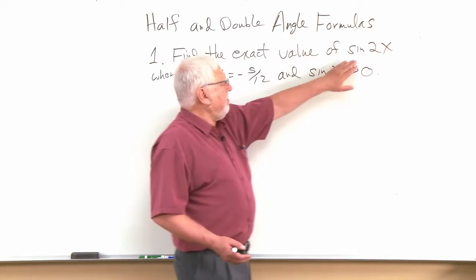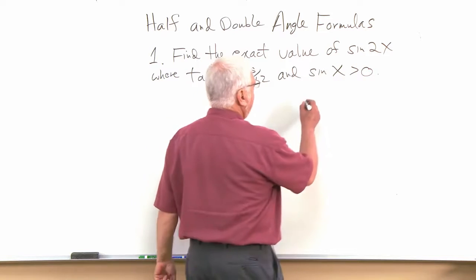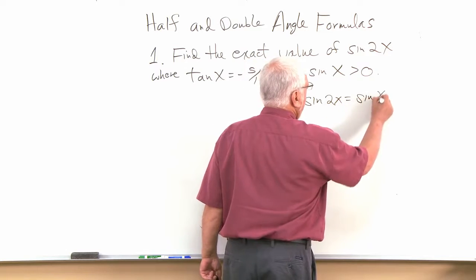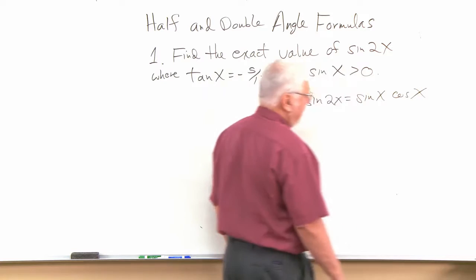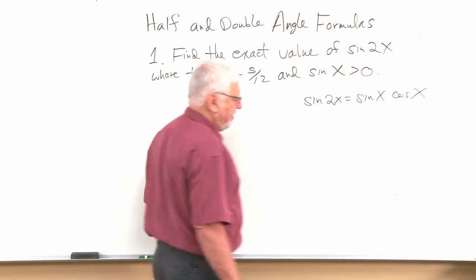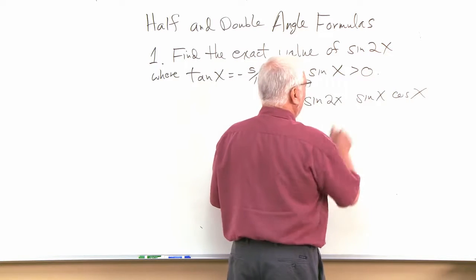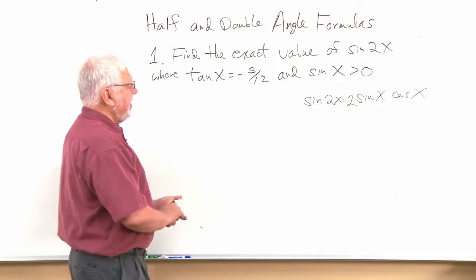Well, I do know from my formula sheet that the sine of 2x equals the sine of x cosine of x. So I can look at the formula sheet and see that. Well, the formula sheet's not exactly that. Got to sneak a 2 in here. So that's our formula. But how does that help me?